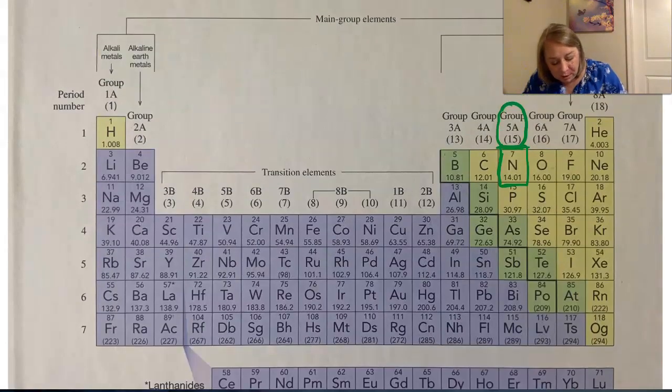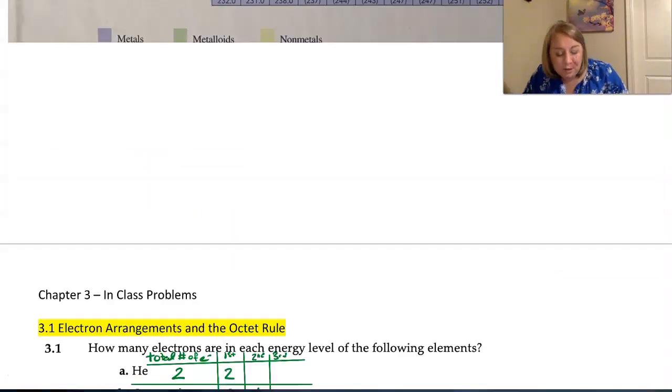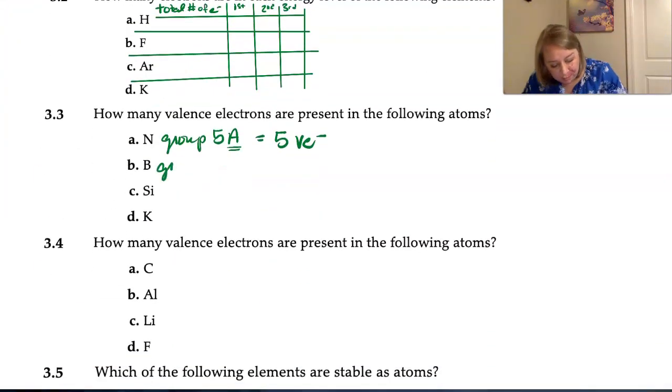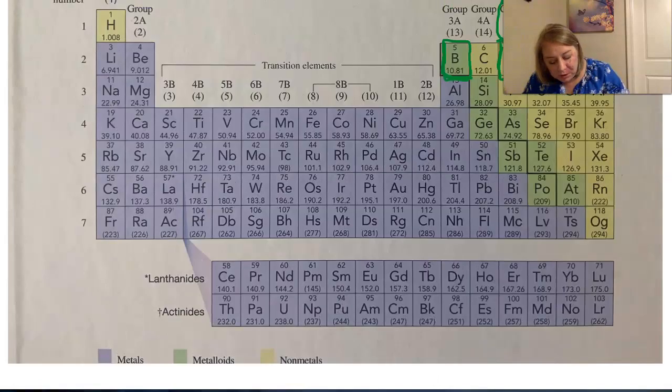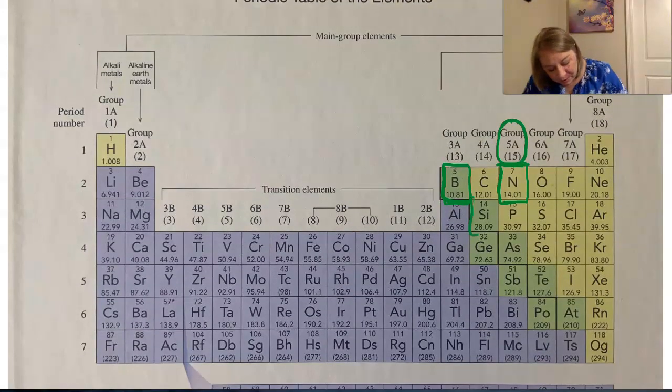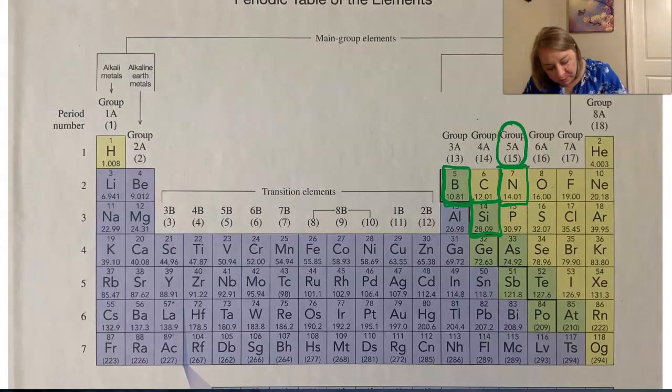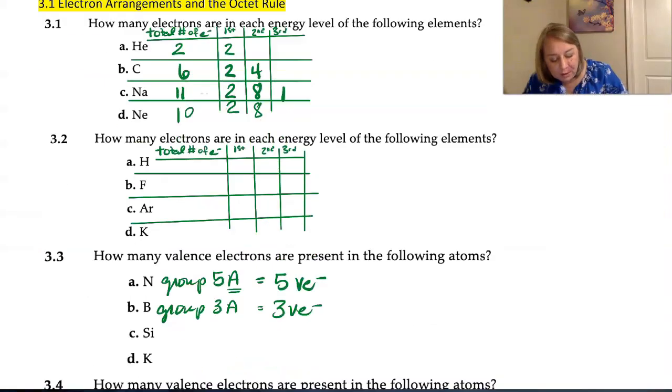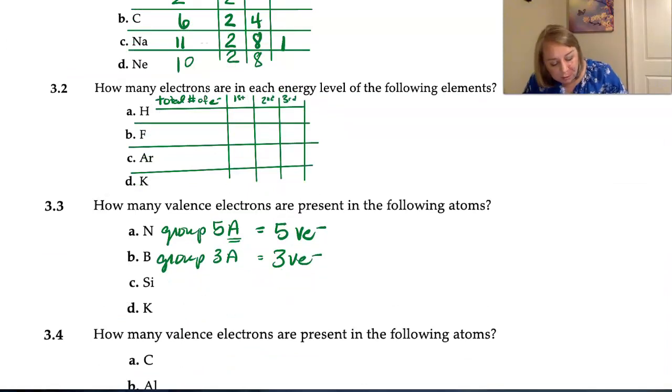Boron. Boron is in group 13, or group 3A. And so group 3A has 3 valence electrons. It's going to be so easy. Silicon, go and look. Si is right here. Si is in group 4A. So I'm going to do group 4A. Gives me 4 valence electrons.